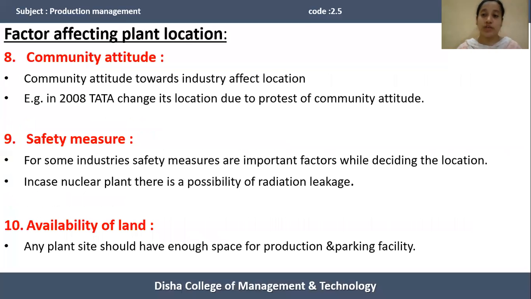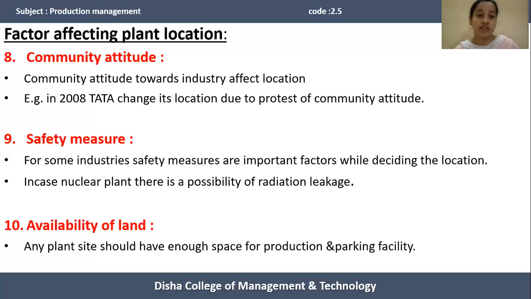Next factor he has to consider for locating a plant is community attitude. Community attitude also plays a vital role in selecting a good location. If the community people protest against installing a plant, then the firm is not able to install their plant in that particular area. If the community people support the industry to install their plant in that area, then only it is possible to install their plant there.